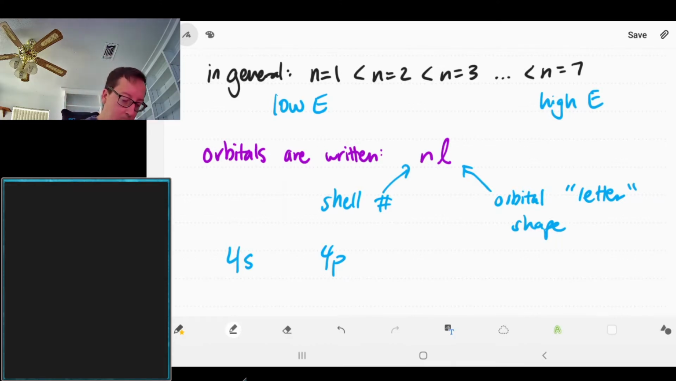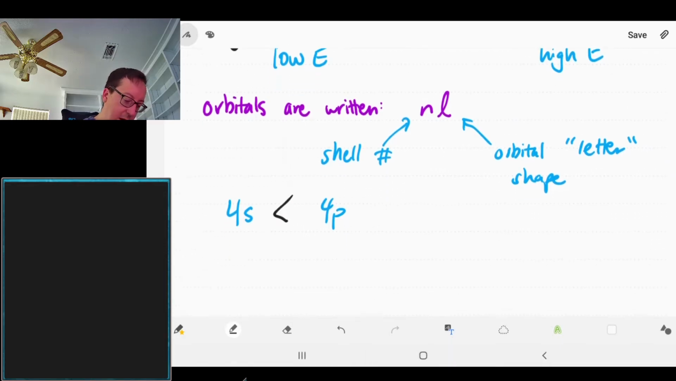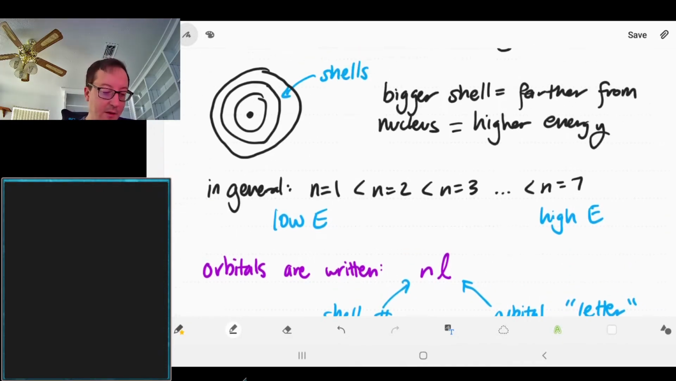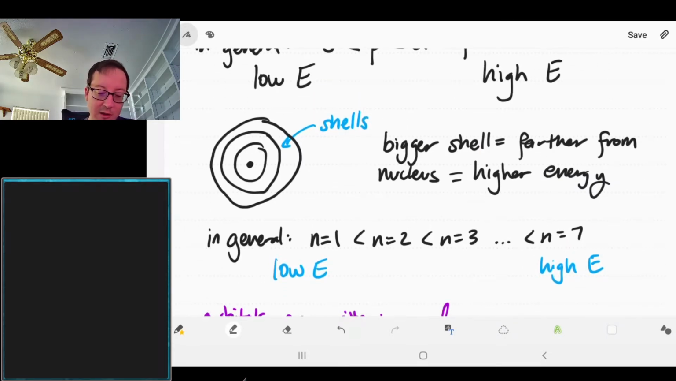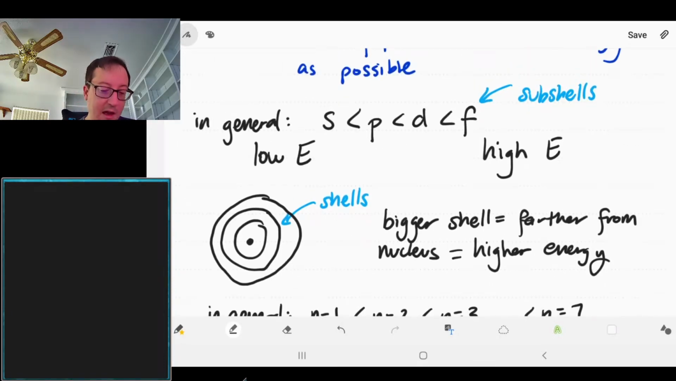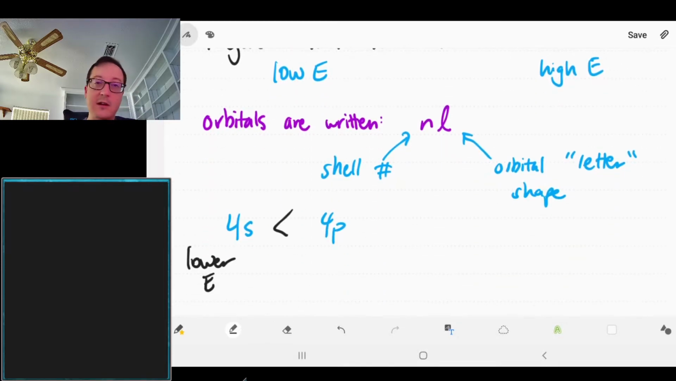Who knows? We're going to see that the s orbital is lower energy than the p orbital. So we have our pattern here. In general, we're looking at the shell numbers as well. The shell numbers were the same for these. So we can just instead look at the subshells. And we'll say, aha, yes, that's right. S is lower energy than P is. So the 4s orbital should be lower energy than 4p.